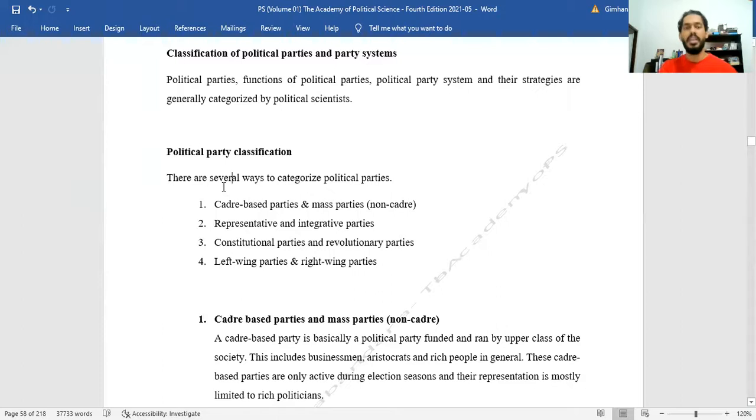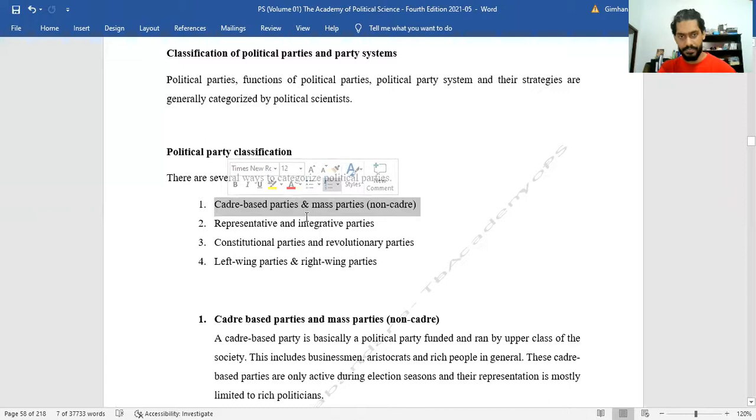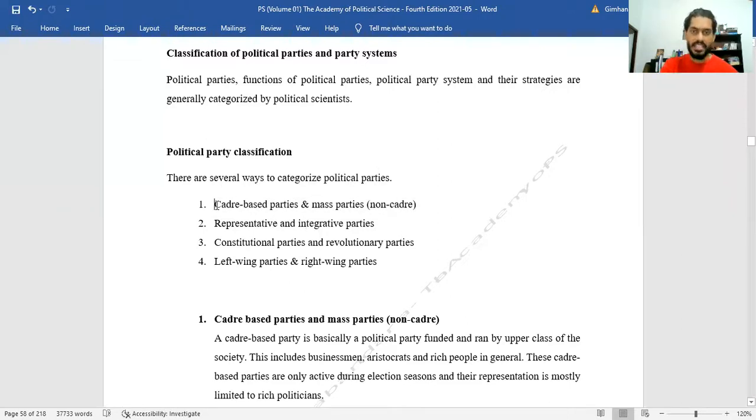So political party classification. How do you classify political parties? There are various ways to categorize. First, you can divide them as cadre-based and mass parties. Let's take one by one. What is cadre-based and mass parties? What is the difference between cadre and mass?